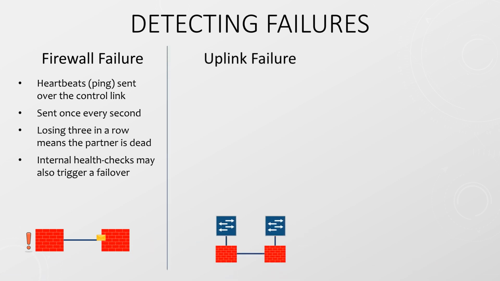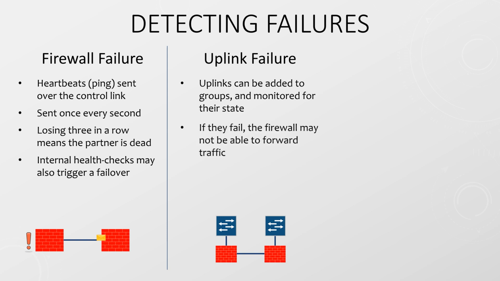An uplink failure occurs when a link directly connected to the firewall fails. The firewall itself is fine though. And we're not talking about our HA links here. We're thinking about links to switches or routers. Even though the firewall is still alive, it won't be able to forward traffic. So we configure the firewalls to watch the state of individual links or groups of links, and if enough of them fail, this can trigger a failover.